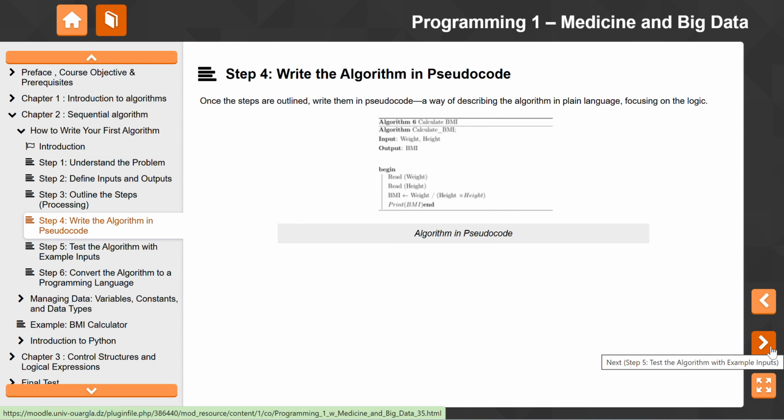So what is the next step? We have our inputs, outputs, and the steps. Once the steps are outlined, we write them in pseudocode. What is pseudocode? It is a way of describing the algorithm in plain or human language, focusing on the logic. And here is an example of an algorithm written in pseudocode.